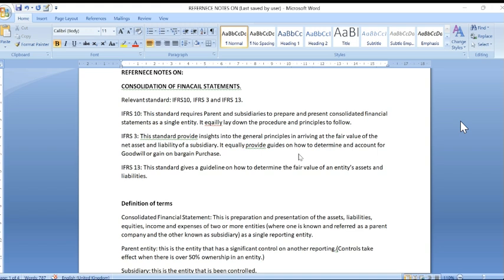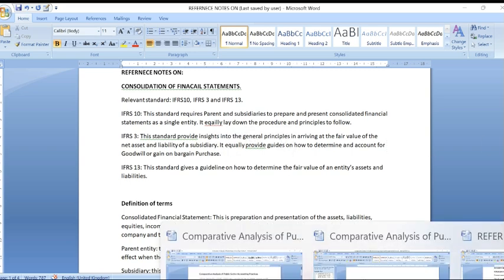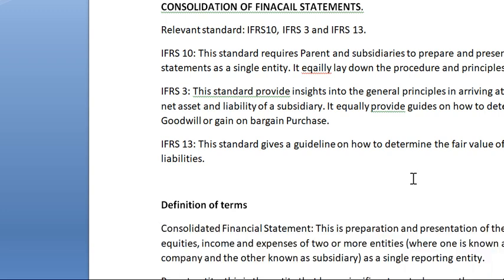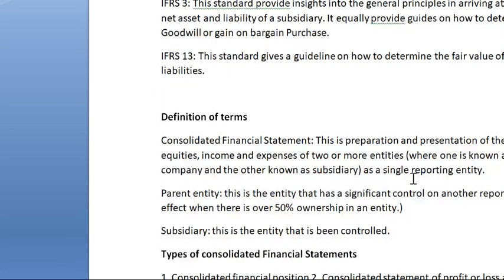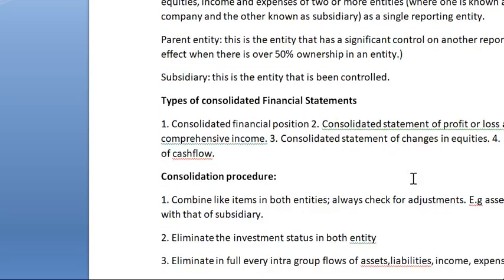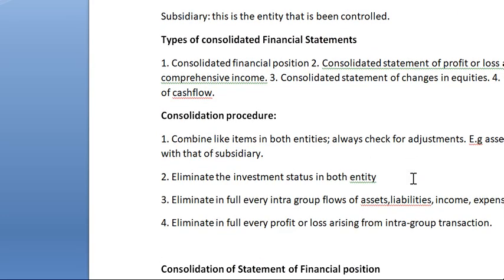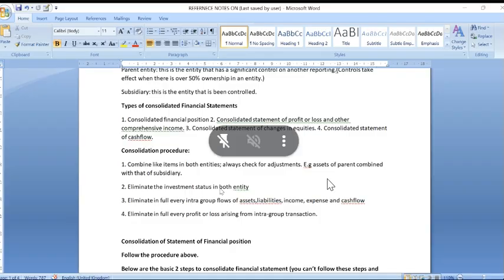All right, so let's go. Now, when we talk about consolidation of financial statements, you need to understand, like I've explained, it is preparation and presentation, that is a combination of all the information of another entity into a single entity. So that is that. Quickly, what are the types of consolidation that you are expected to do?